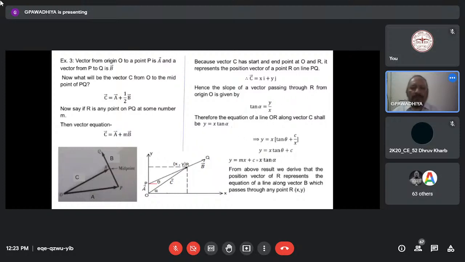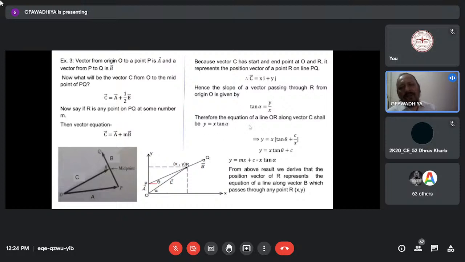That is one equation. Now suppose there is a line PQ, and it passes through R. PQ makes an angle theta with the y-axis, and the intercept is C. So vector OP is A, which has length C. If we transform this relation for y, we can say y is equal to x tan theta plus C. So we got another relation for y.